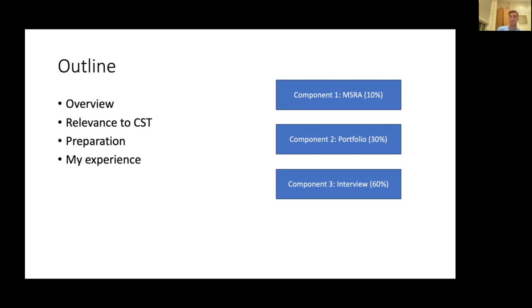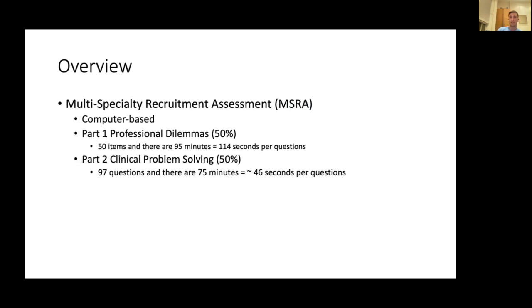The MSRA has a special role because it gets you to the interview, so it's the most important bit to focus on for now. MSRA stands for Multi-Specialty Recruitment Assessment. It's computer-based, so you go to a test center, usually a Pearson test center, at some point in early January, and spend the morning or afternoon there clicking your way through. It's pretty straightforward, and it's split into 2 parts.